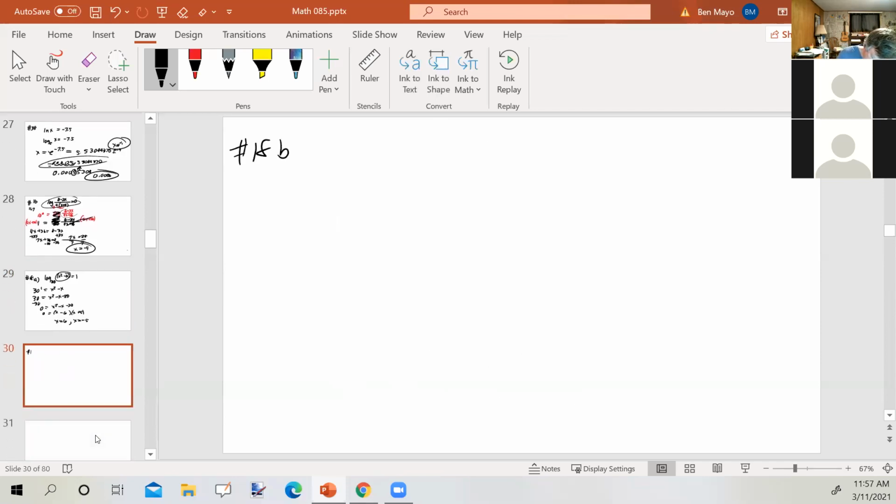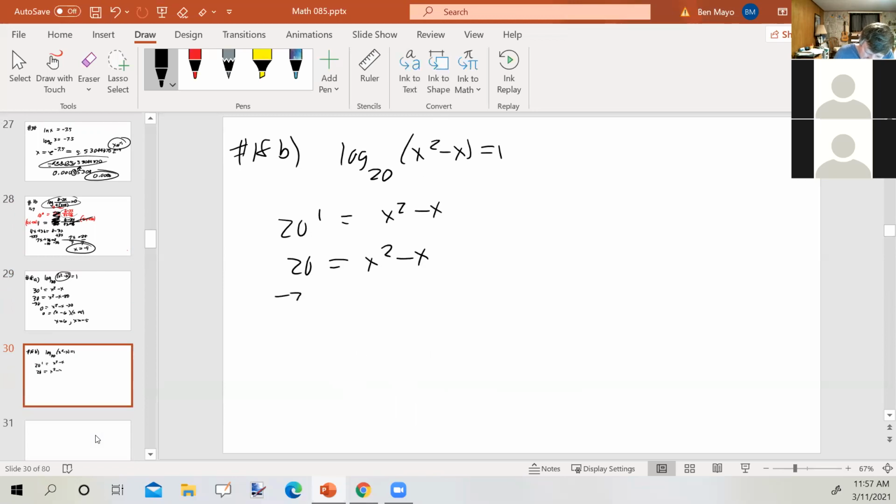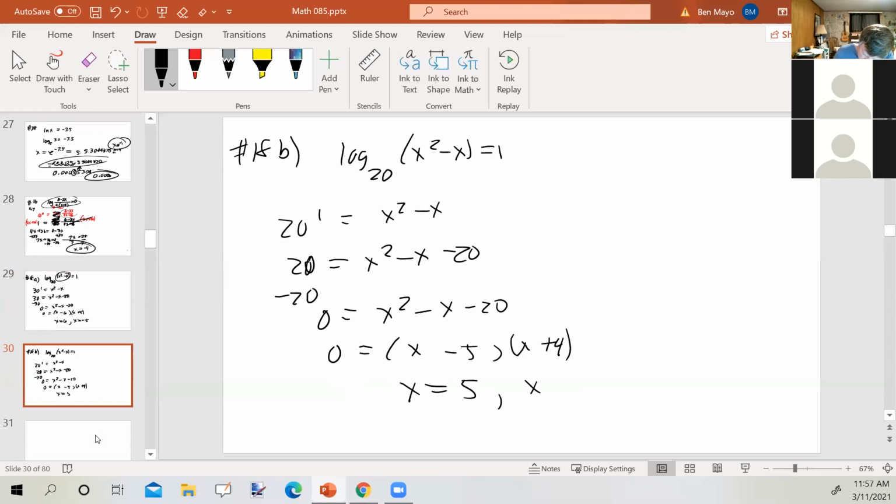Number 18, part B. Log base 20 of the quantity x squared minus x equals 1. So 20 to the 1 power equals x squared minus x. 20 equals x squared minus x. Subtract 20 from both sides. 0 equals, let's see, we get x minus 5 and x plus 4. So x is 5 and x is negative 4.